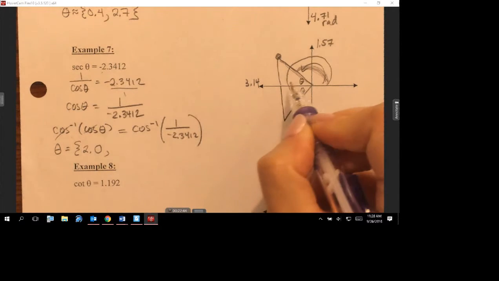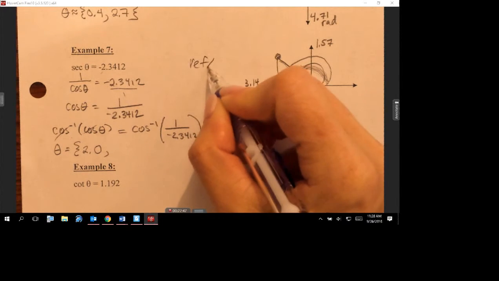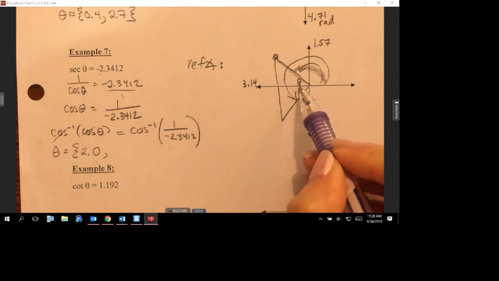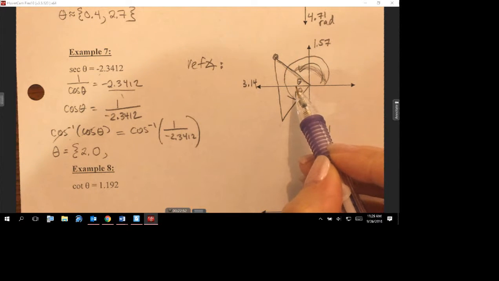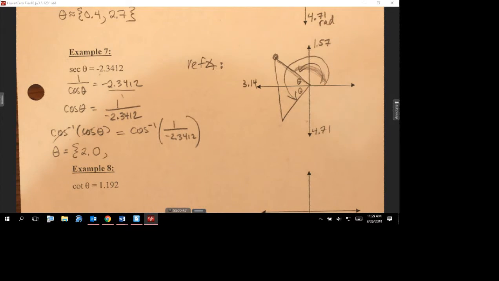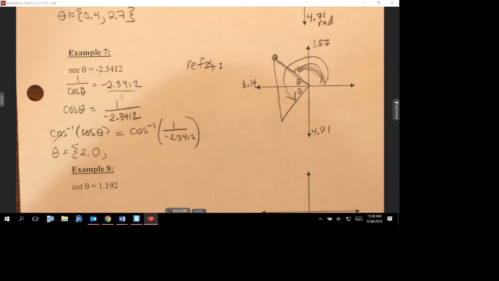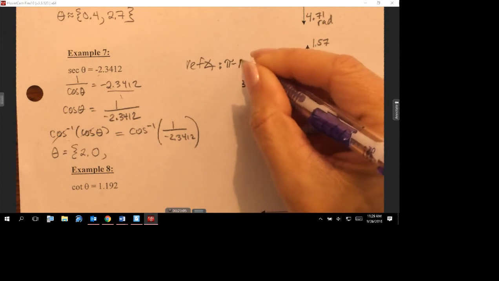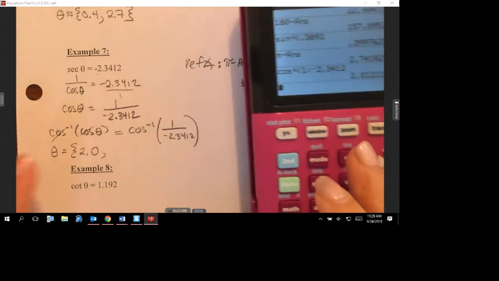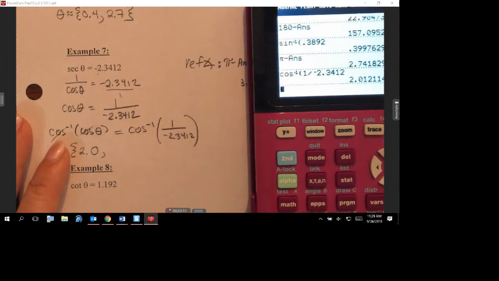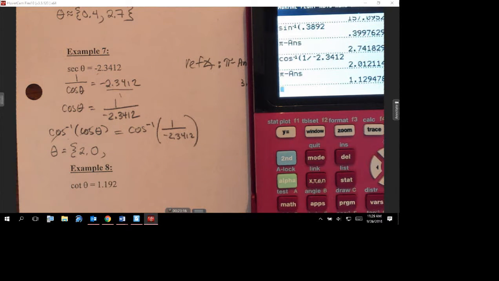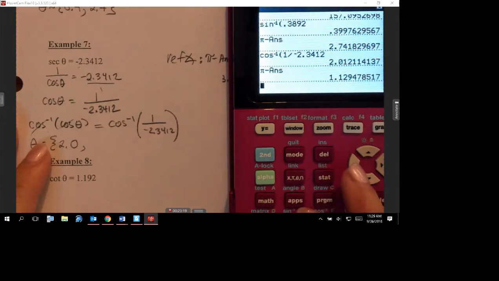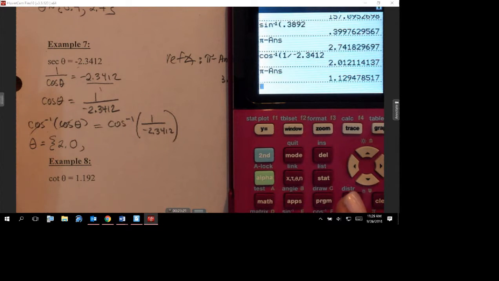Okay. So my reference angle is this theta over here. How do I find that? Sean? You take pi and subtract 2.3. Okay. So I'm going to take pi, and then I'm going to subtract off that last answer that I had. I'm not actually subtracting 2.0, right? I'm subtracting that full thing. Pi minus that answer, and now I have a reference angle, 1.129 something.